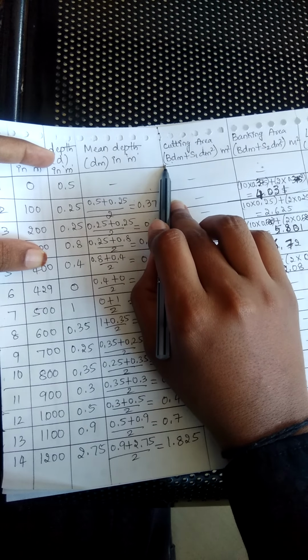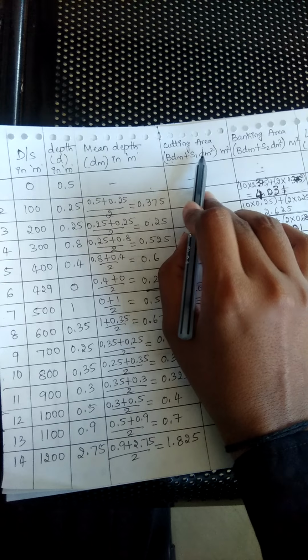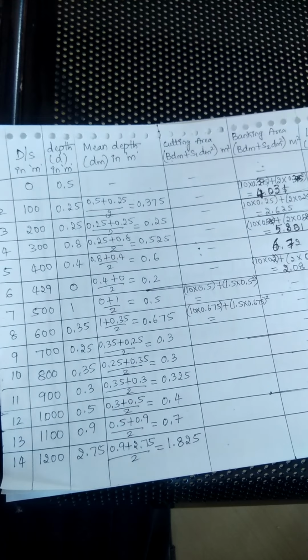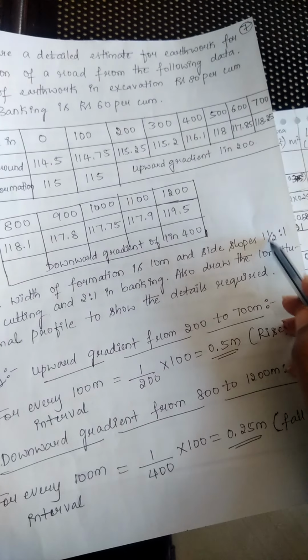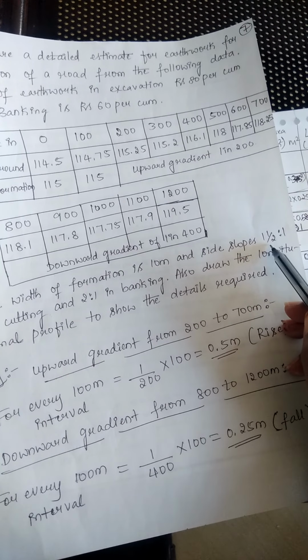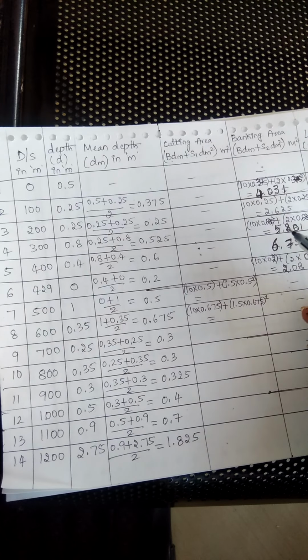Again, the value of B remains same, which is 10 meter. And S1 represents the side slope of cutting here. In the question, the side slope for the cutting portion is given as 1.5:1. That means the value of S1 is taken as 1.5 here. Now, let us find this.